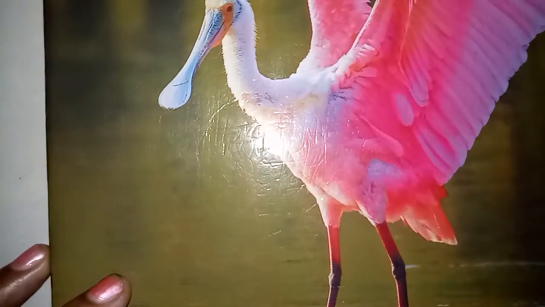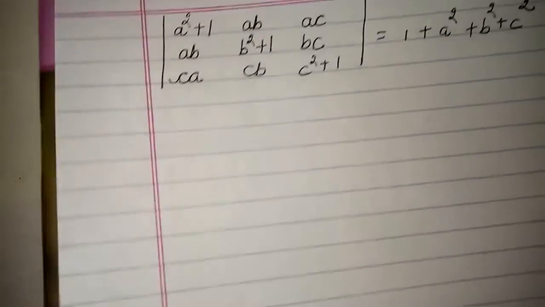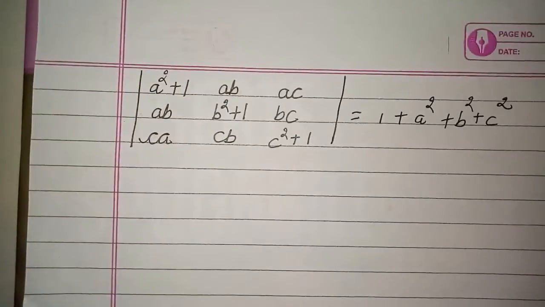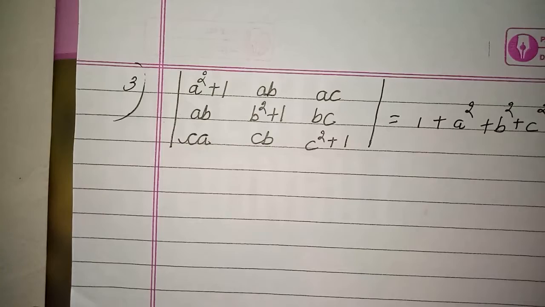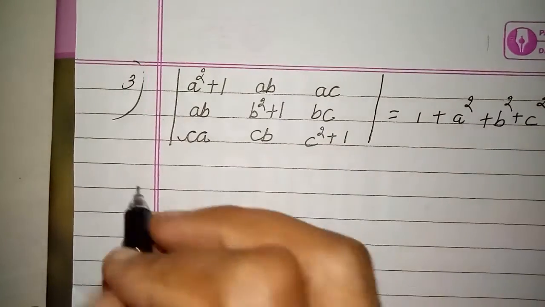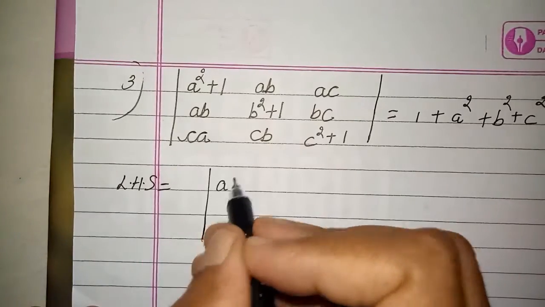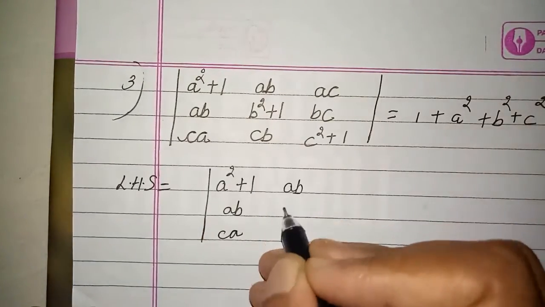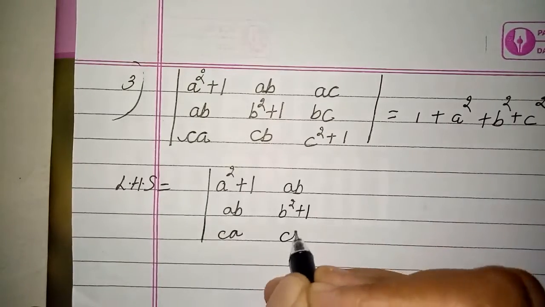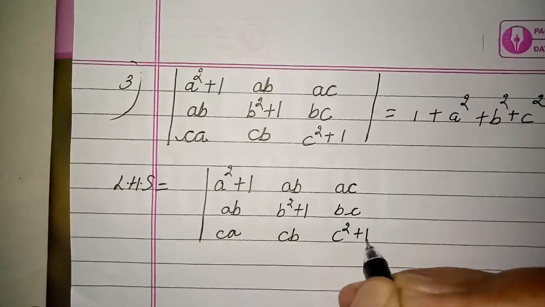Okay. Now I think one more we can do and we can stop for the day. Yes, here also you can see everything ABC, ABC. Yes, children. So what we can do is, let me write my LHS as it is. A square plus 1, AB, CA, AB, B square plus 1, CB, AC, BC and C square plus 1.